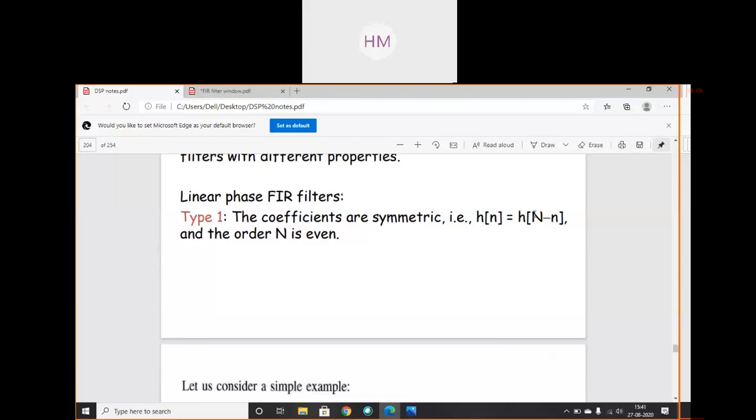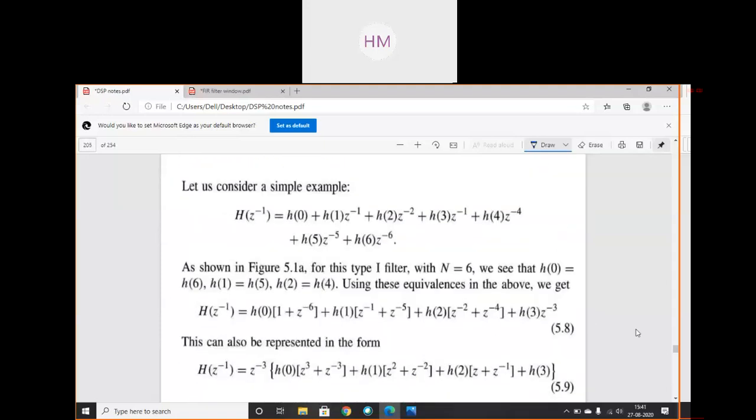This is a very beautiful property of FIR filters and very easy to find all the coefficients. Just find h of 0, and you will get the h of 6 coefficient because of the symmetricity property. When small n is 1, you will get h of 1 equals h of 5. So h of 1 coefficient is the same as h of 5 coefficient, and this is only shown over here.